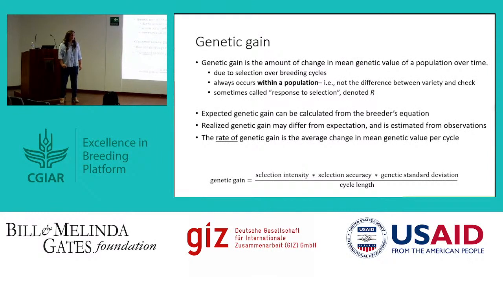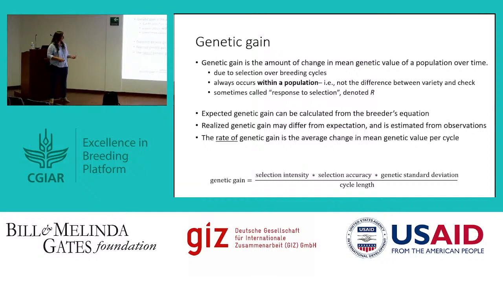Starting with genetic gain. Genetic gain, I would say, can sometimes be mischaracterized. So I'd like to be real specific that genetic gain is the amount of change in mean genetic value of a population over time. Okay? It must be due to selection over breeding cycles, and it always occurs within a population. So it's not the difference between a variety and a check. And the big reason for that is that the varieties and checks don't always have clear genetic relationships that let us use the amount of that difference in a selection program or something like that. Like I said before, you can also call this response to selection, in which case it's going to be written R. So expected genetic gain can be calculated from the breeder's equation.